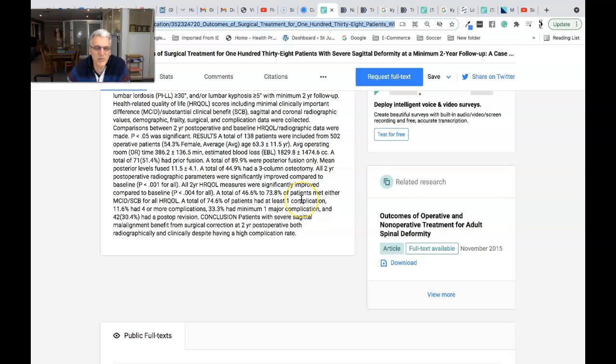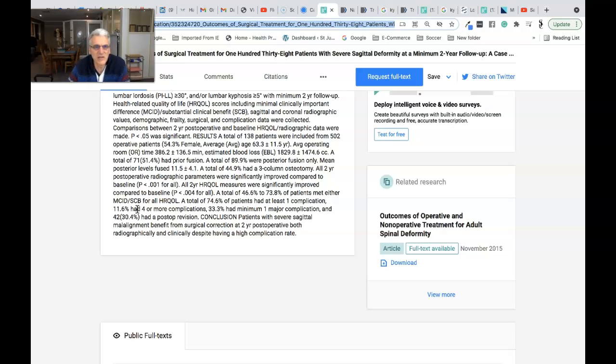74.6% of patients had at least one complication. That's 3 in every 4. It's a high complication rate, at least one. 1 in 10 of them, or say 1 in 9 of them, because it's 11%, had 4 or more complications. And surgeons do an amazing job when required if there was no alternative, but I believe that we can actually demonstrate alternatives.